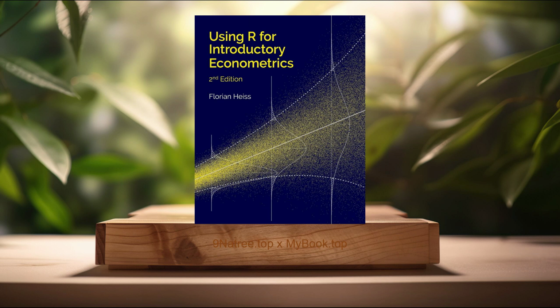Secondly, simple and multiple regression with interpretation in mind. Introductory Econometrics typically begins with linear regression, and the book ties estimation in R closely to the economic interpretation of coefficients. It guides readers through simple regression as a way to formalize relationships, then expands to multiple regression to account for confounders and improve explanatory power.